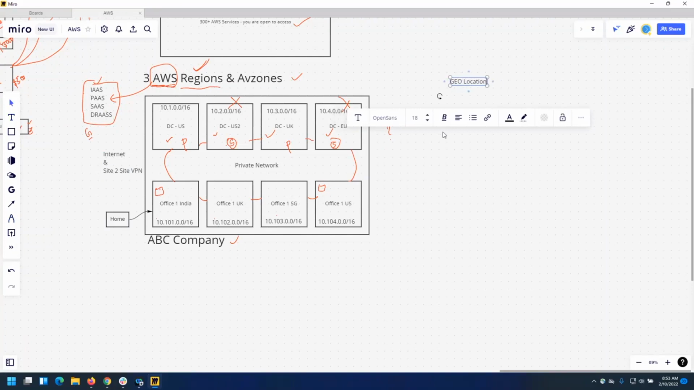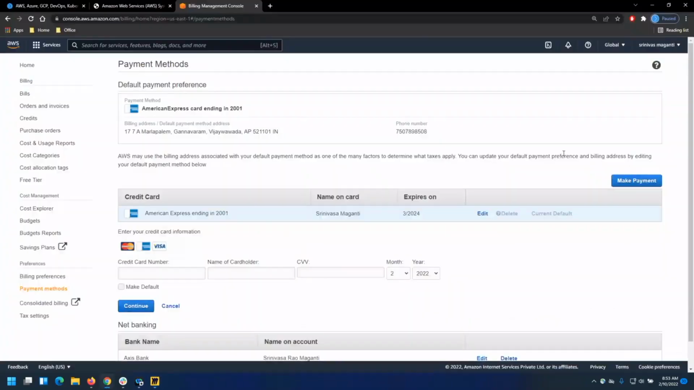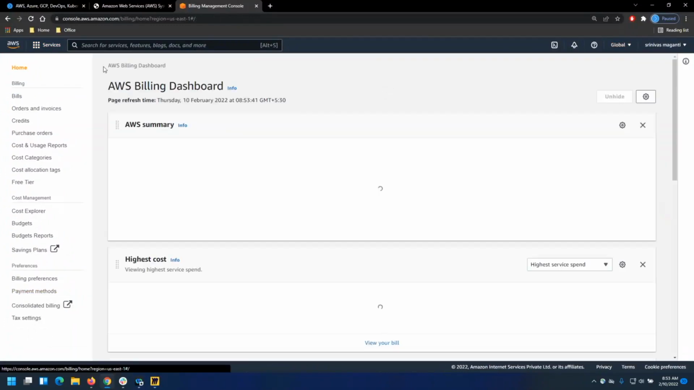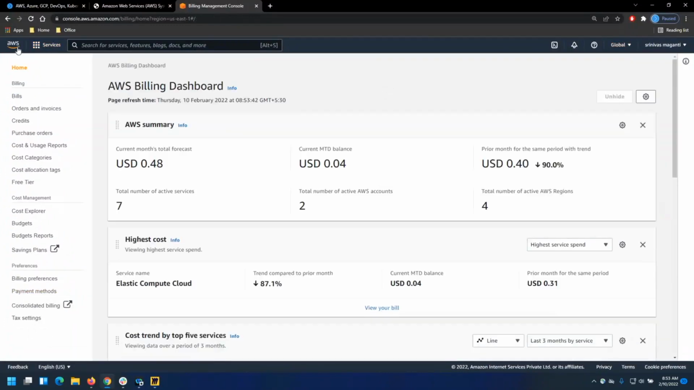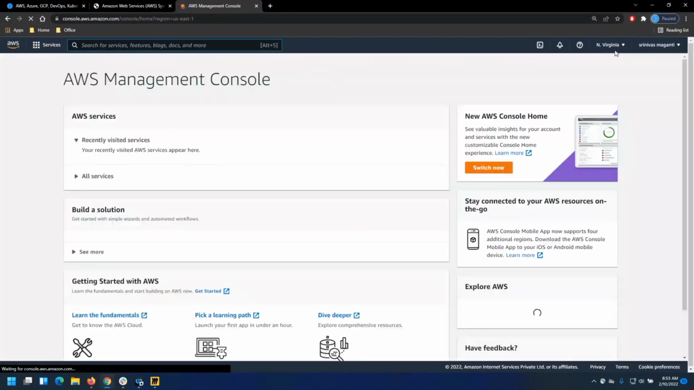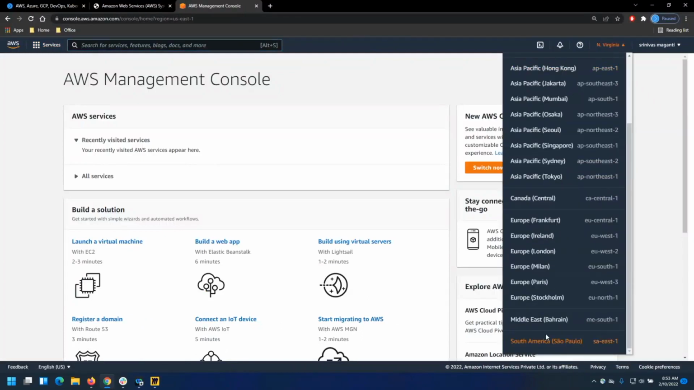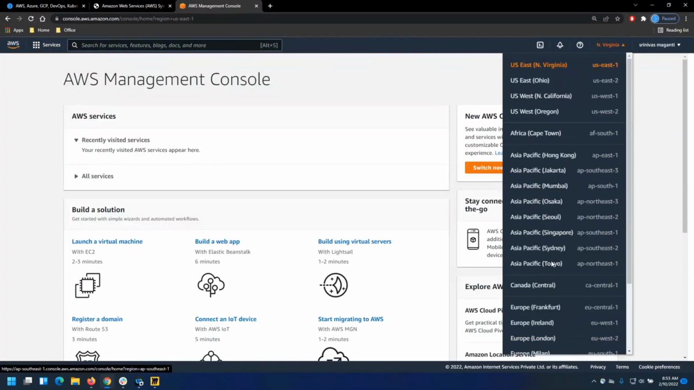How many locations is AWS operating in? If I go back to home, AWS is operating in these following locations at the moment.